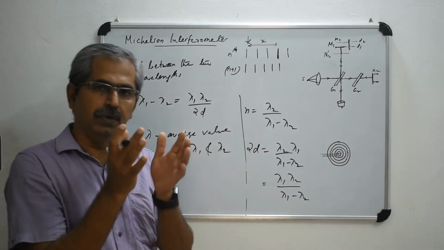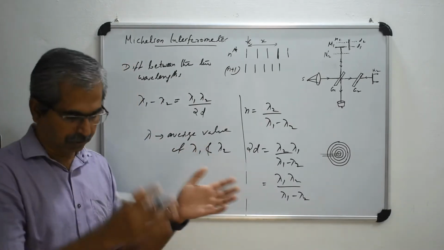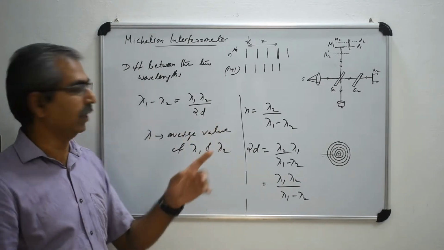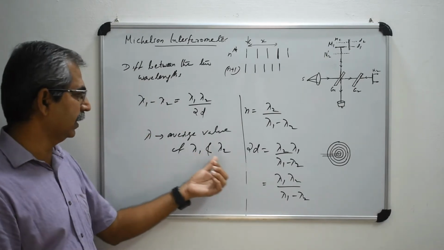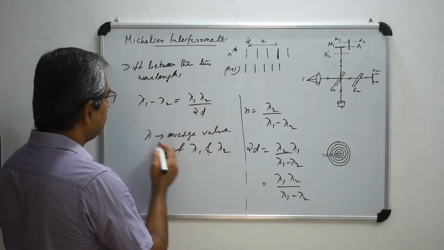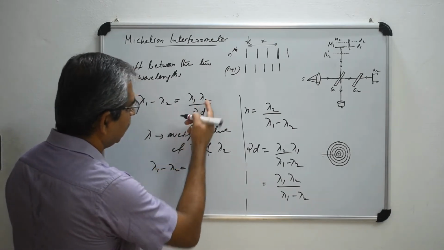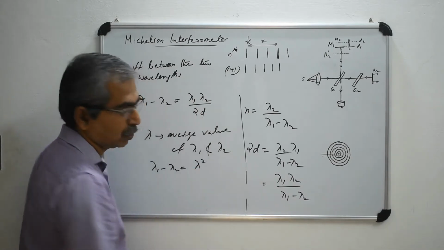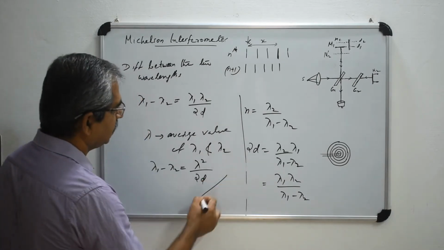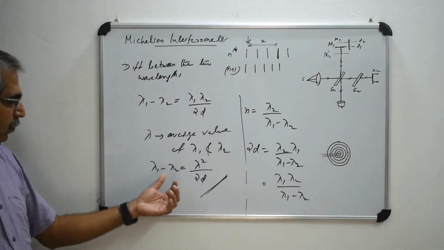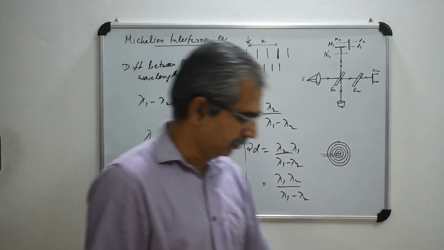If they are very close, you will not be able to observe the two spectral lines separately for λ1 and λ2. You will get a single line because the resolution is small, so you will get the average value. So if the average value is λ, then you can write λ1 − λ2, with λ1λ2 written as λ squared, equal to λ squared divided by 2d. So this is the equation that is used for calculating the difference between the two wavelengths.